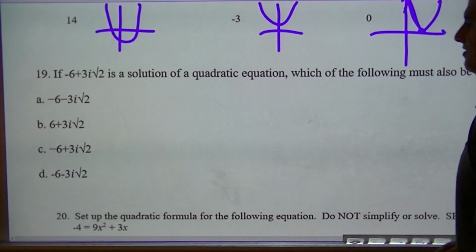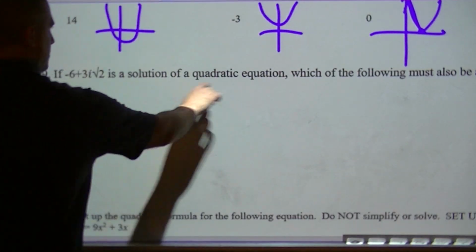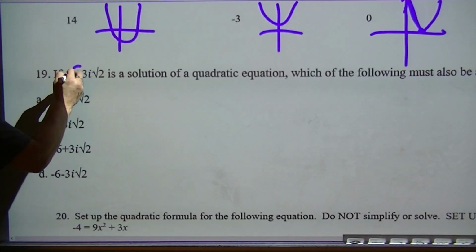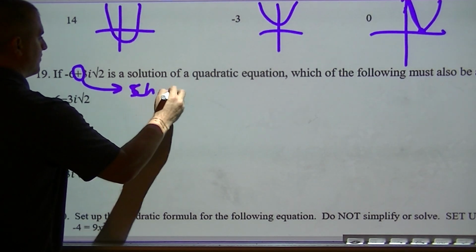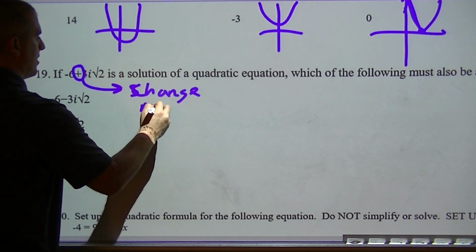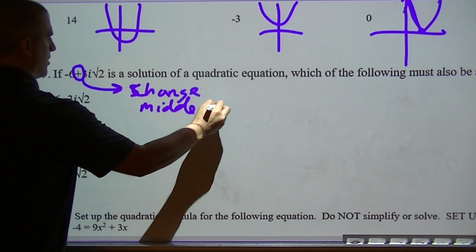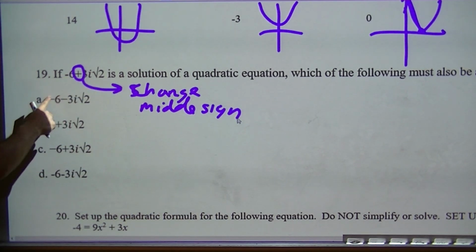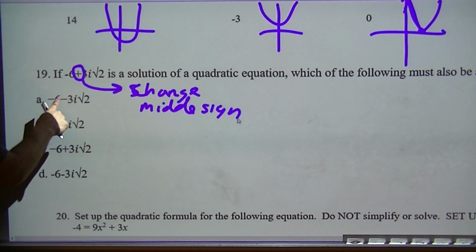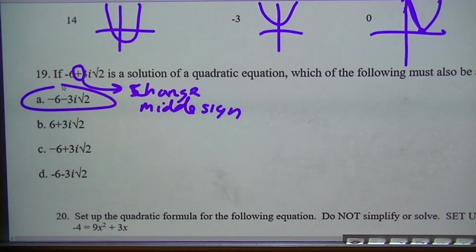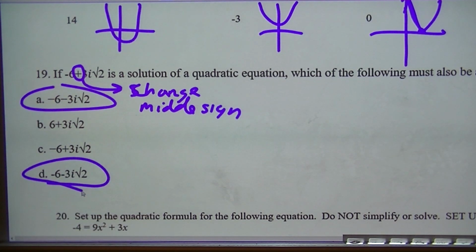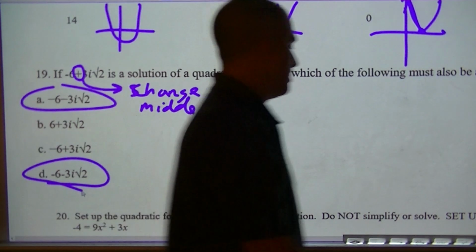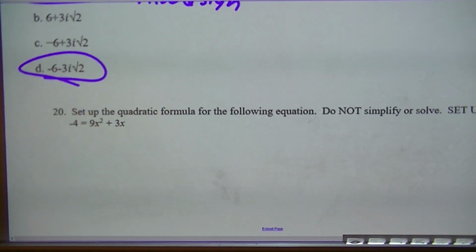Alright, if this is the quadratic, the solution, find the other. The only thing that changes there is the sign in the middle. You change the middle sign. So that goes from, I keep that negative 6 with a minus, so negative 6 minus 3i square root 2, that'd be that one. And to be honest, it also would be that one. I guess that wasn't changed. All right.